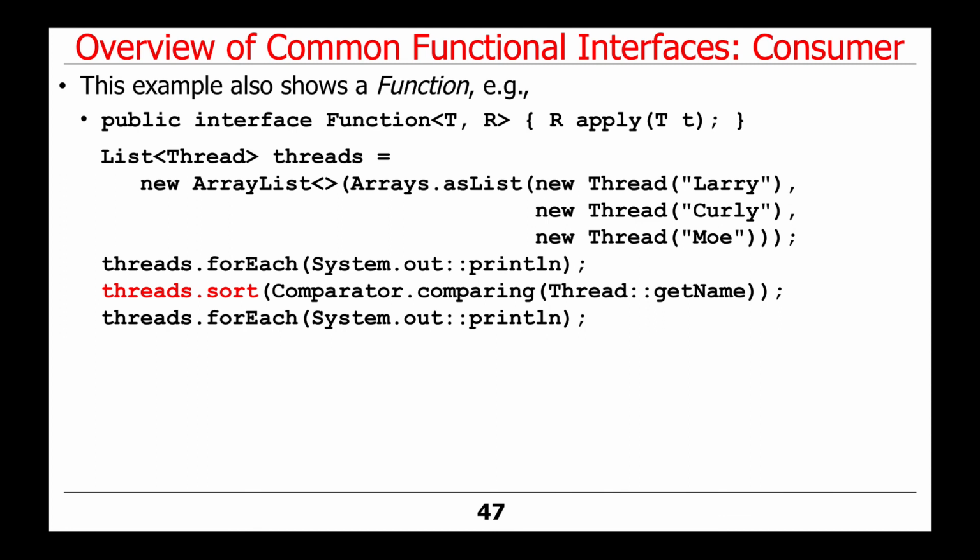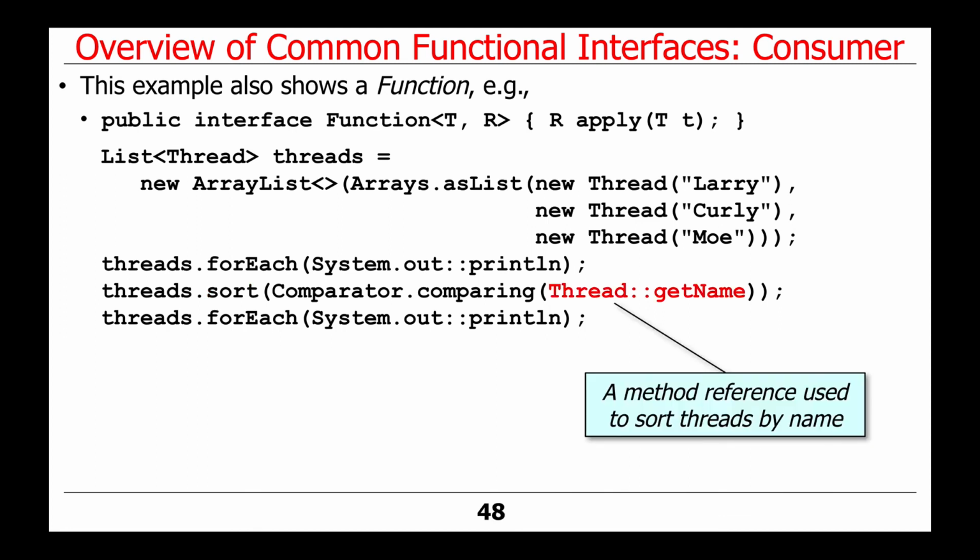So we're going to show how functions are used to do another thing with this simple example. In particular, we're going to sort the threads in the list by their names. So we'll end up with Curly, Larry, and Moe if we sort them in ascending order. And the way this is going to work is we're going to pass in a method reference to the method that we want to use to get the name of each thread.